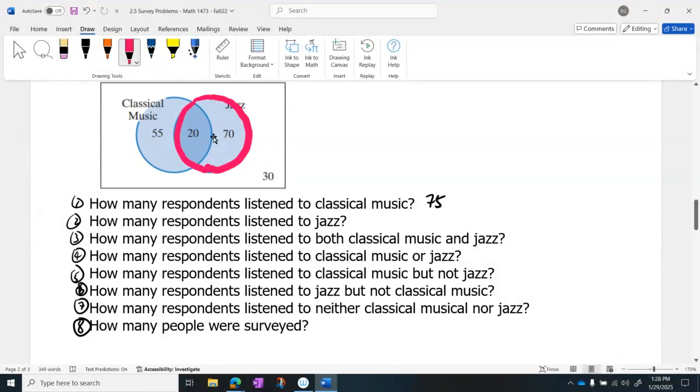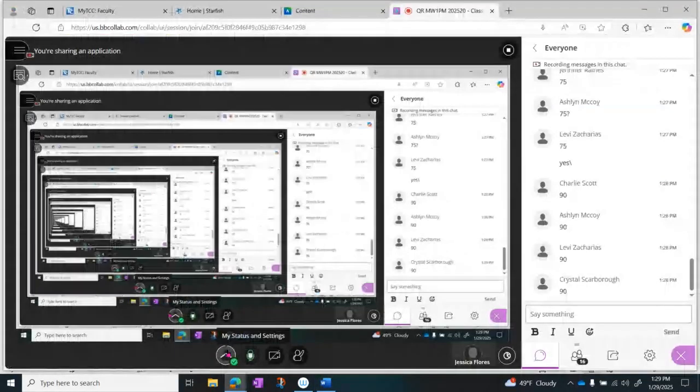But when you count the number of people who listen to jazz, you need to consider the people who listen to both, right? They listen to more than one, but they do listen to jazz. So 20 plus 70, 90, is similar to earlier. 90 people listen to jazz. There are 90 elements in the circle on the right. I believe you get this right. Perfect. Good job. Very good.